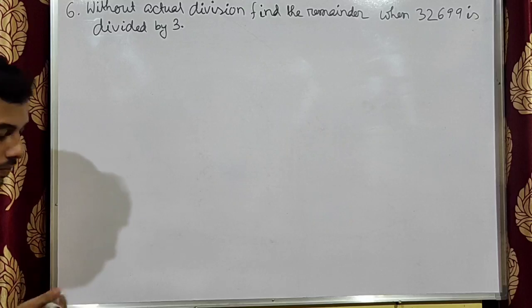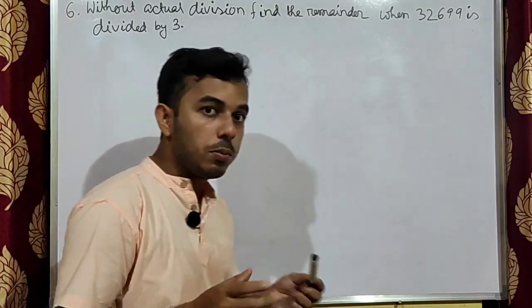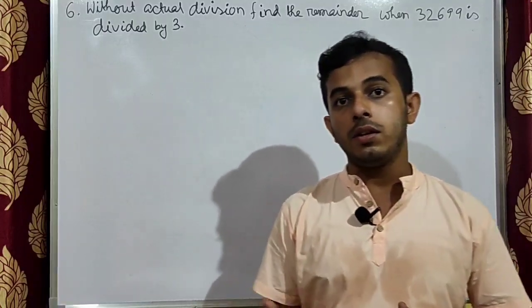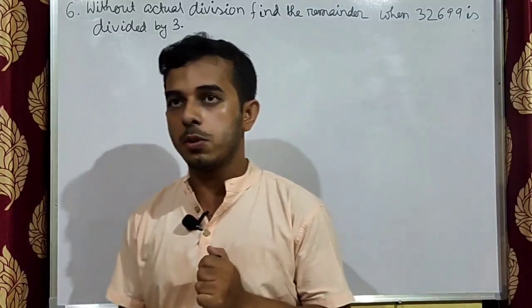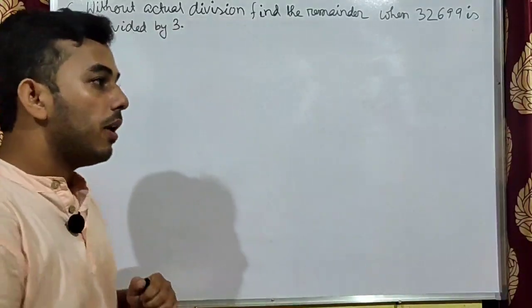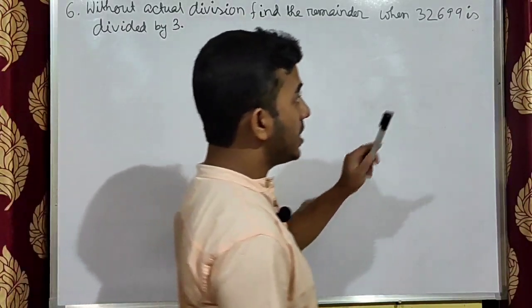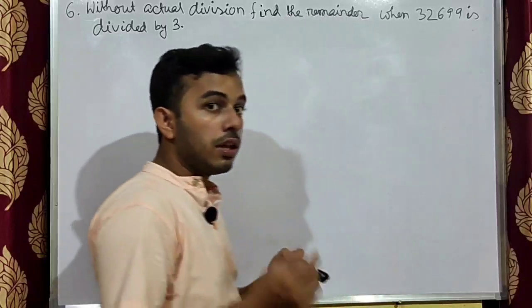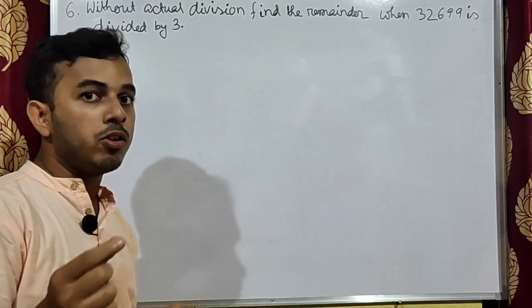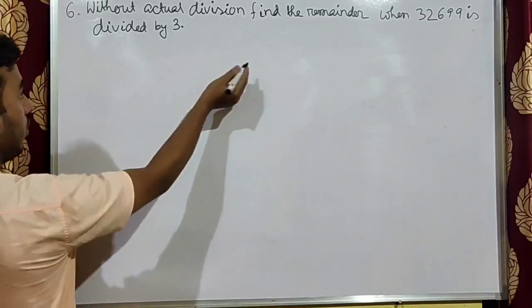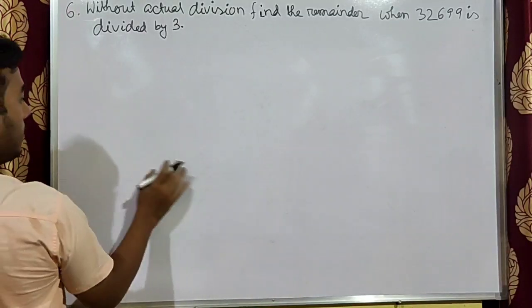How is it possible? Here the question asks that without actually dividing, we have to find the remainder. So is it possible? Yes. We will test whether this number is divisible by 3. If not, a certain remainder will come. Okay, so let us see how to solve this type of question.